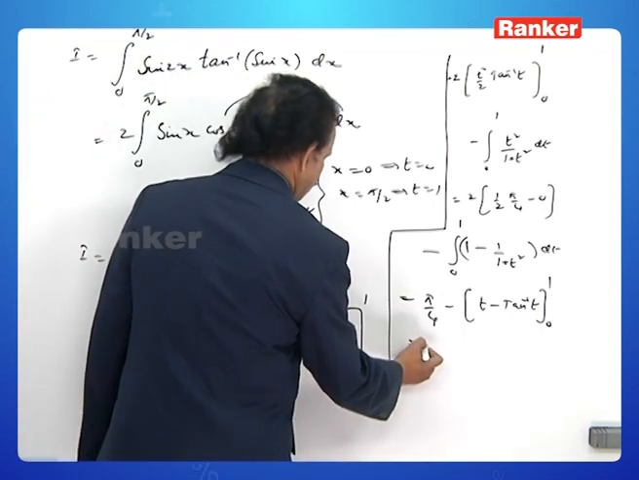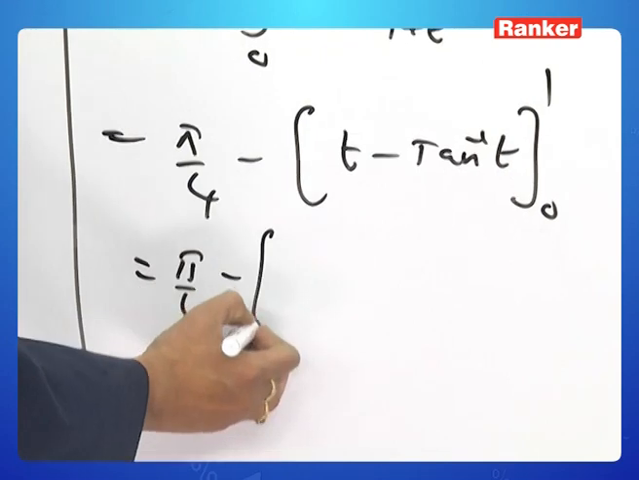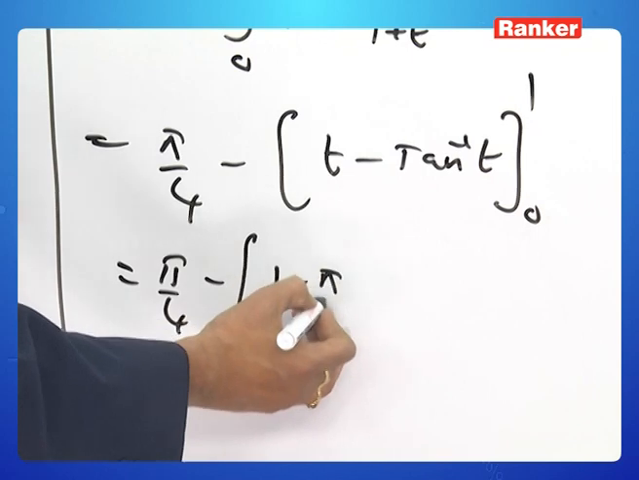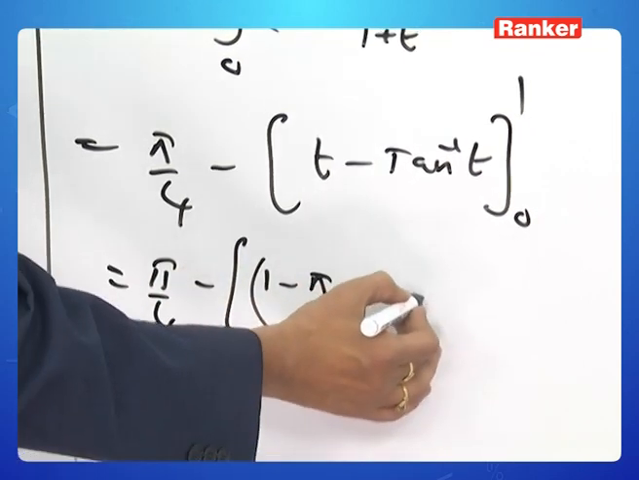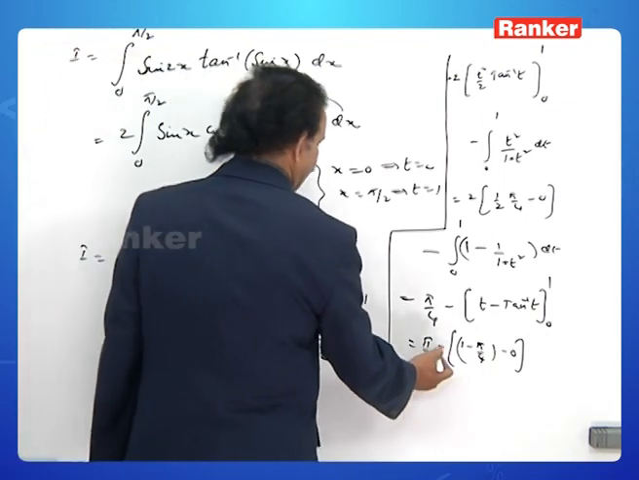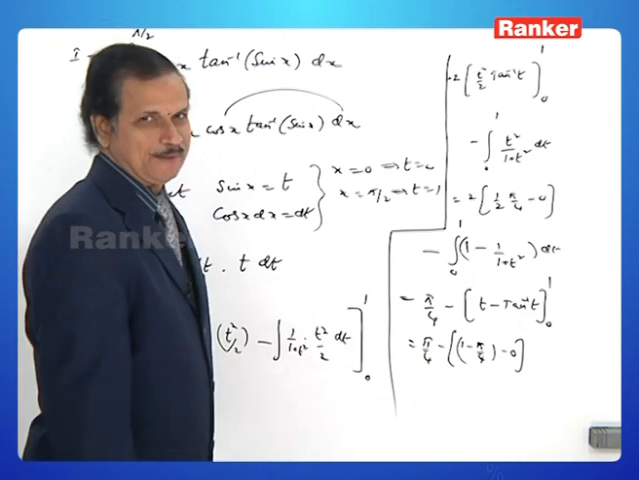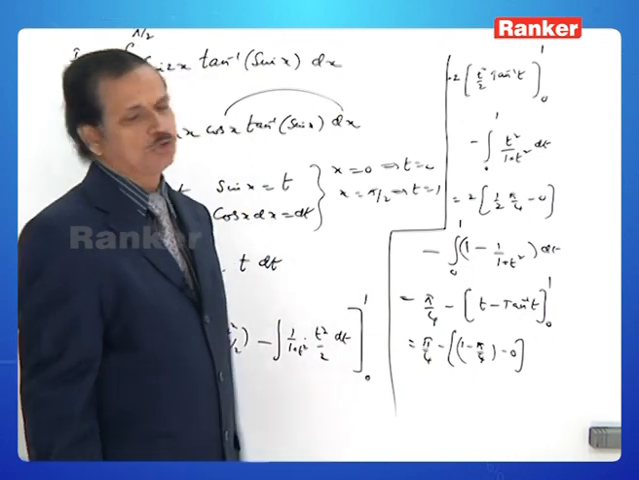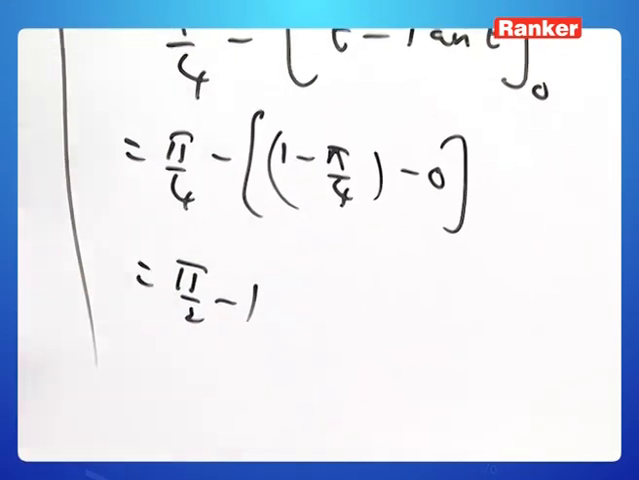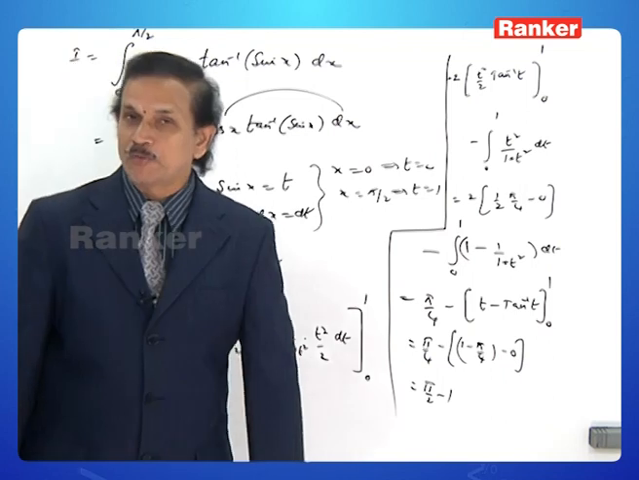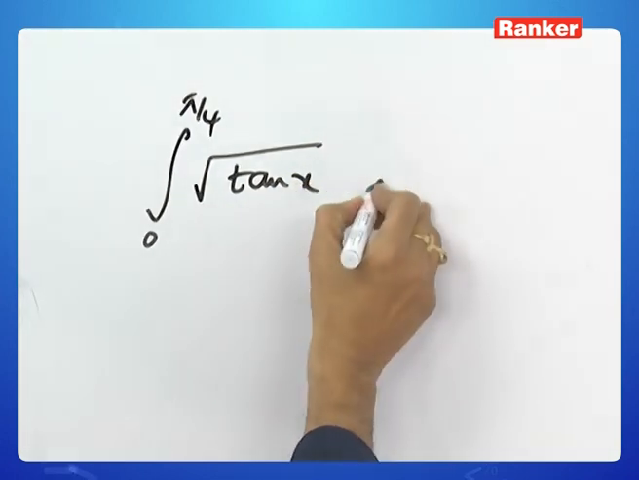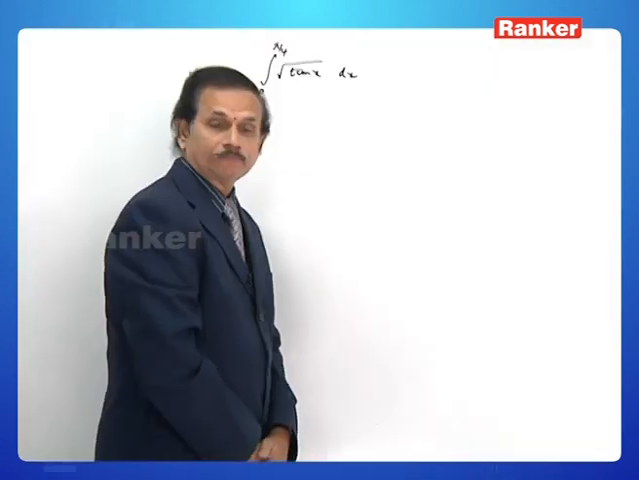Okay, substitute the limits. If you take t is equal to 1, 1 minus tan inverse 1 is pi by 4, and if you take 0, it is 0 minus tan inverse 0. Pi by 4 minus half minus pi by 4 is plus pi by 4. Pi by 4 plus pi by 4 is 2 pi by 4, that is pi by 2. Hence, the ultimate answer is pi by 2 minus 1. It's a good problem. The next problem is integral 0 to pi by 4 root tan x dx.